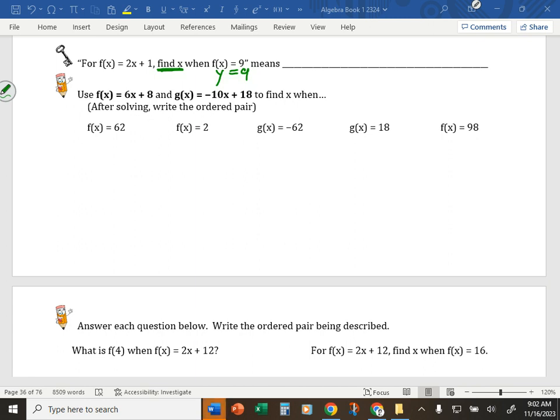You know that you're plugging this in for the y variable because I wouldn't give you x and then ask you to find x, right? That wouldn't make any sense. If I'm telling you to find x, I must be giving you y. Also, knowing that f of x equals y, you can read this as find x when y equals 9, which is exactly what this says. Solve for x when y equals 9. Okay?